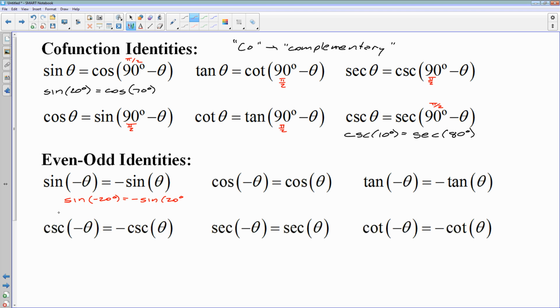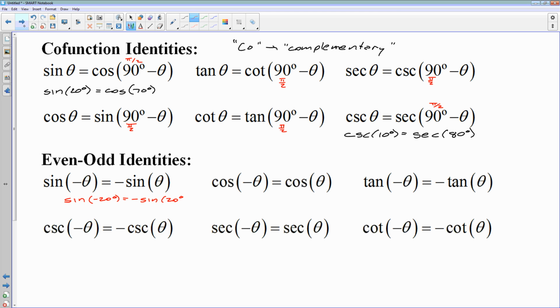Notice that the cofunctions have the same properties as the main three. Sine and cosecant, not cofunctions, the reciprocals. Sine and cosecant are reciprocals, so they have the same property. Cosine and secant are reciprocals, so they have the same negative properties. Cosine of negative theta is cosine theta. Secant of negative theta is secant theta. Same thing for tangent and cotangent. They are reciprocals of each other, and so they have the same negative property there.